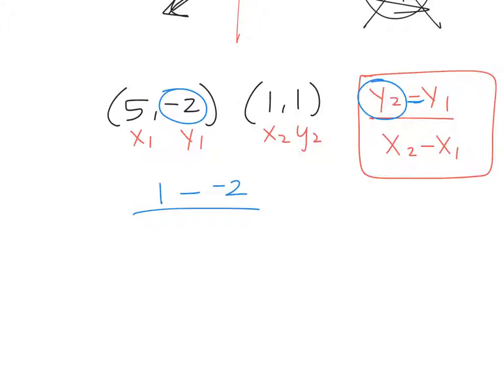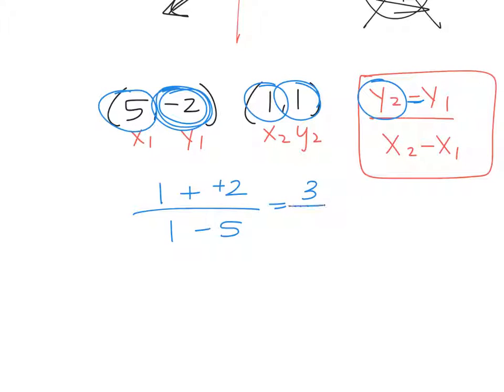What's going to go here? 1. It's your x2, okay? So x2 is 1 minus what? The 5, right? So it's y2 minus y1 over x2 minus x1. Okay, then we simplify that. Minus a negative is plus a positive, so 1 plus 2 is 3. 1 minus 5 is negative 4. So your slope is a negative 3/4.